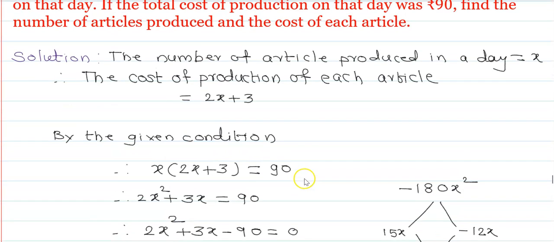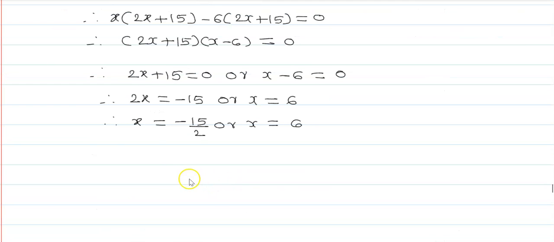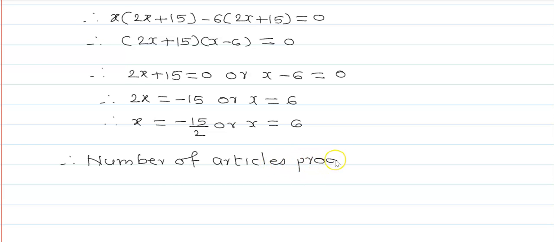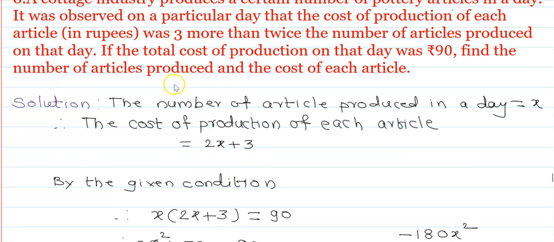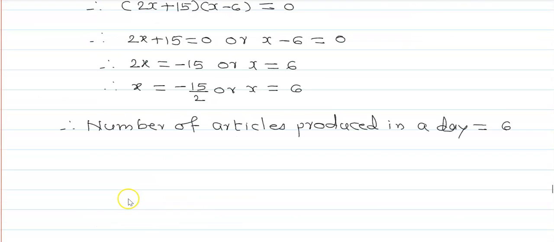Okay. But what is x? X is the number of articles produced in a day. Therefore, the number of articles produced in a day is equal to 6. And next is the cost of each article.